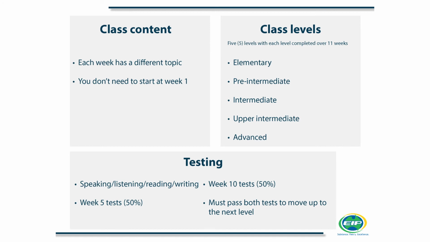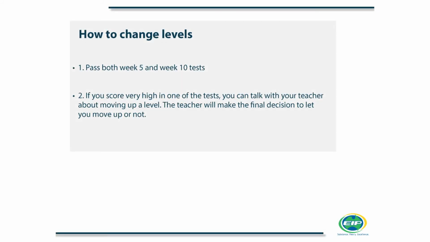Class levels at EIP include elementary, pre-intermediate, intermediate, upper intermediate and advanced, and of course we also have the IELTS classes. When it comes to testing, during your enrolment, you'll be tested on speaking, listening, reading and writing, and there is a test in week 5 and week 10 of the 11-week term. If you are able to pass both of those tests, it means that you are eligible to move up to the next level. For students who are keen to change levels, as I mentioned, the best way to move up is to pass both the week 5 and week 10 tests.